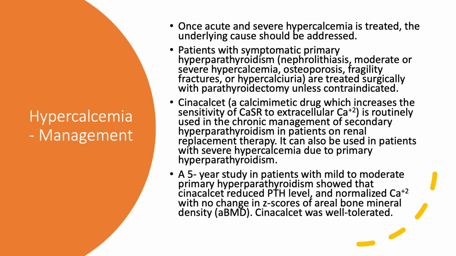If you have a contraindication, you are going to use cinacalcet. Cinacalcet is a calcium mimetic drug, and it increases the sensitivity of the calcium sensing receptor to extracellular calcium. In other words, it will make the parathyroid think that there's too much calcium, so they are going to turn off PTH. We use it a lot in secondary hyperparathyroidism in dialysis patients. But sometimes it's been used with success in patients with primary hyperparathyroidism. There's really no evidence that it would reduce kidney stones, for example.